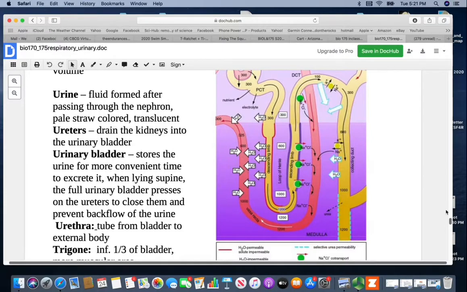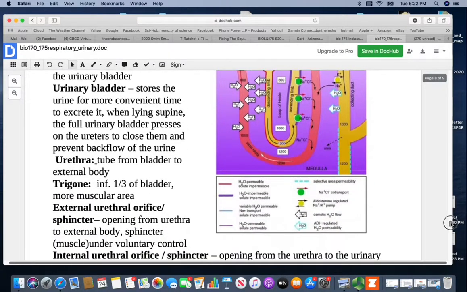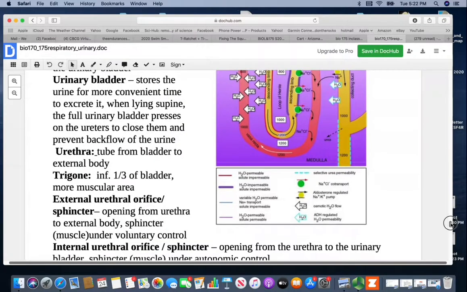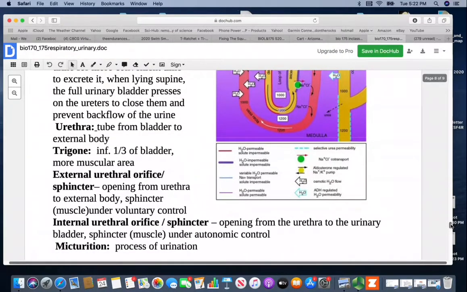The urethra is going to be a tube that runs from the bladder to the external body. So the trigone is the inferior 1/3 of the bladder. It's a more muscular area. So the urethra has a couple of sphincter muscles. The external urethral orifice and sphincter is going to be the opening from the urethra to the external body. The sphincter muscle there is under voluntary control. The internal urethral orifice and sphincter is the opening from the urethra to the urinary bladder. This is under autonomic control.